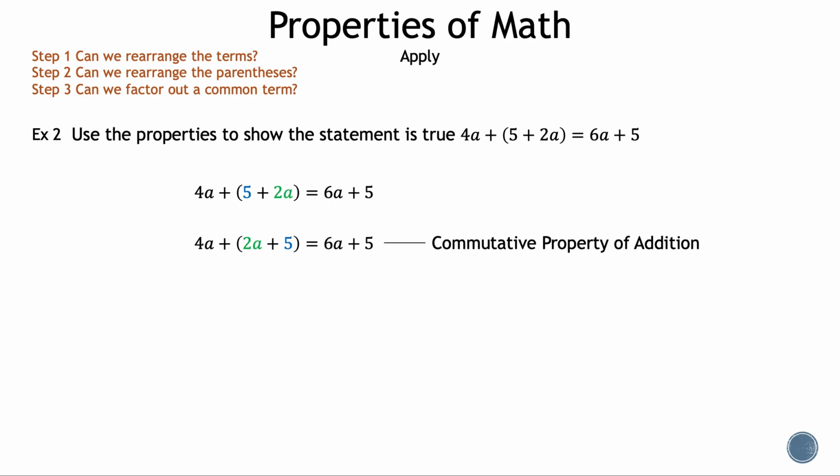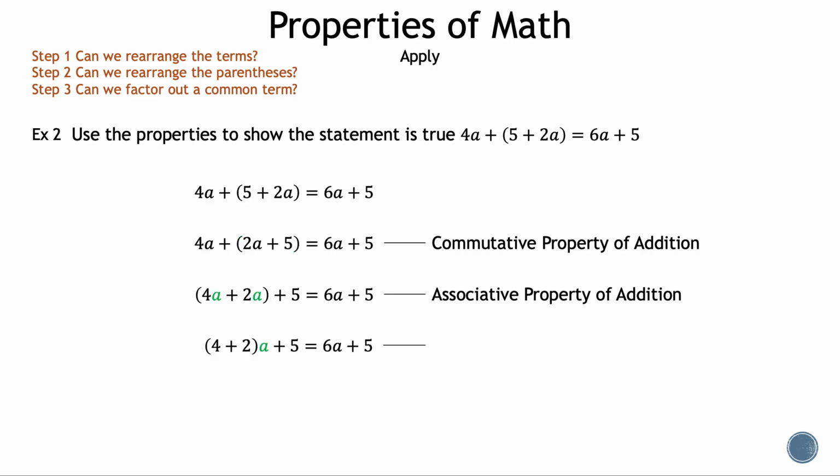What do we think is the next step? That's right, we need to move the parentheses around since we are all in the same room. Which property do we think illustrates that? That's right, the associative property of addition. What do we think is the next step? That's right, we need to factor out an a since both terms have that in common. Which property do we think illustrates that? That's right, the distributive property.